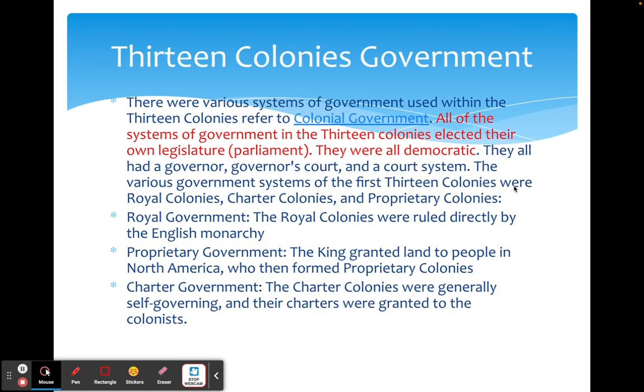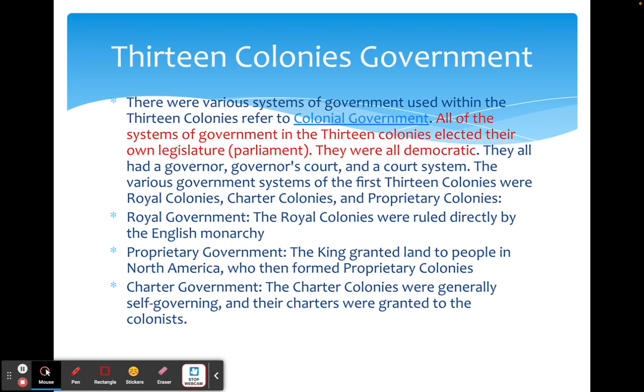So the 13 colonies were established at different times in different ways. There were different systems of government used within the 13 colonies, but all of the colonies, a colony is like, England owns them, but they are places across the Atlantic Ocean. All of the systems of government elected their own legislature, which means their own government. So they were all very democratic, actually. They had a governor, a governor's court, a court system.